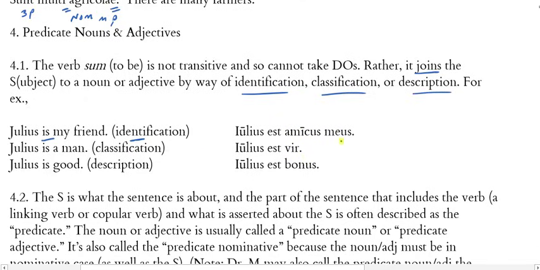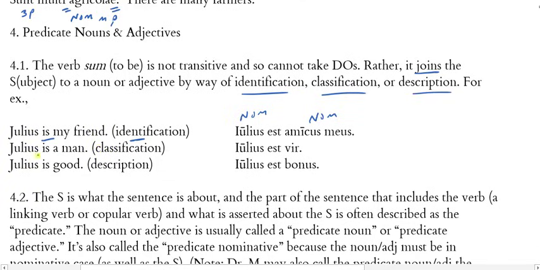Okay, so in Latin that would be Julius est amicus meus. This would be nominative case, as subjects are. But what we'll also see is that the noun or the adjective that is part of the assertion using a form of sum is likewise nominative case. Okay, so Julius is my friend. That's identifying, drawing an identity relationship between these two things, the subject and the noun here.